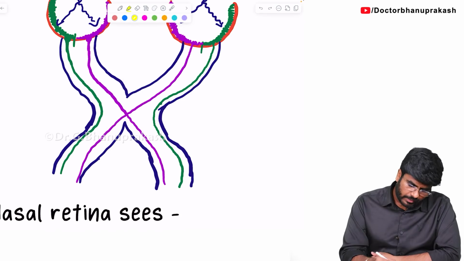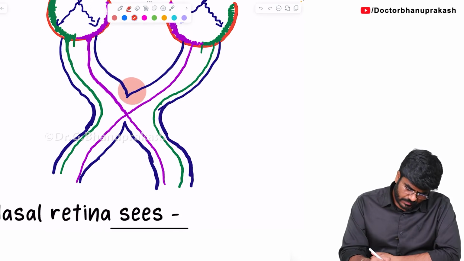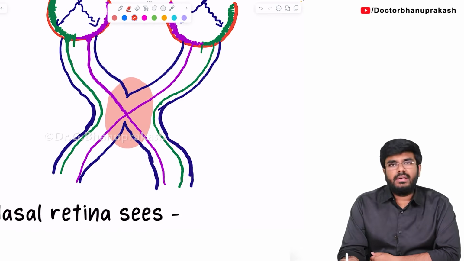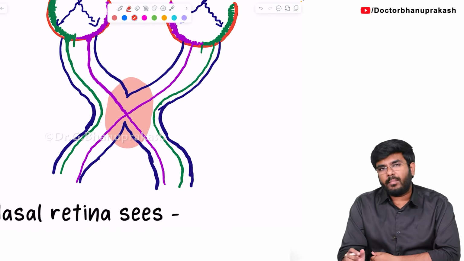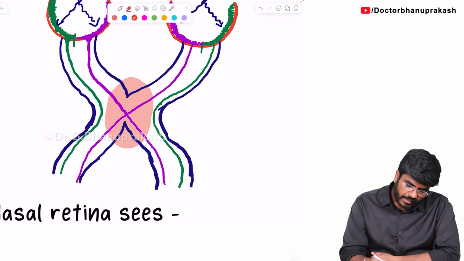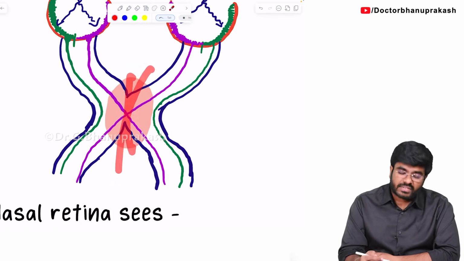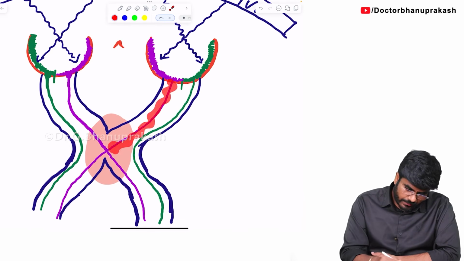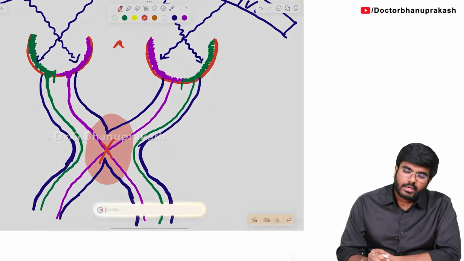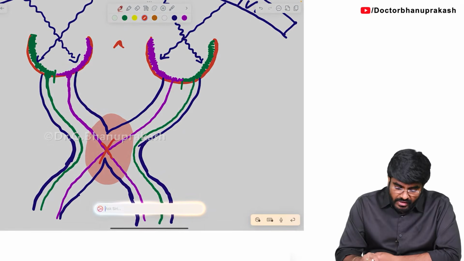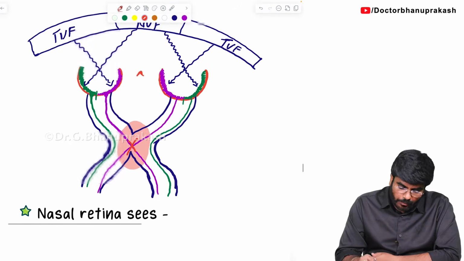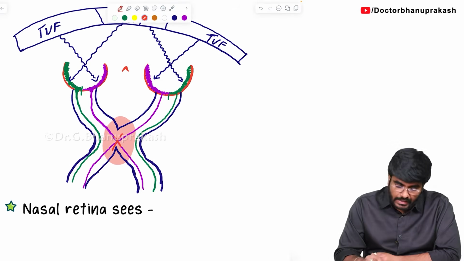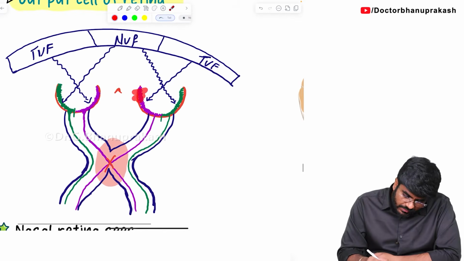So now you tell me, whenever the optic chiasma is getting compressed, which fibers are mainly affected? Is it the nasal fibers which will be affected, or the temporal fibers? Whenever the optic chiasm is getting compressed, it is the nasal retinal fibers. This violet color fiber is first affected. So now tell me, which visual field will be lost? It is the nasal retinal neurons.